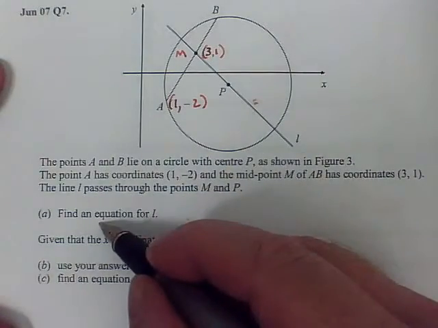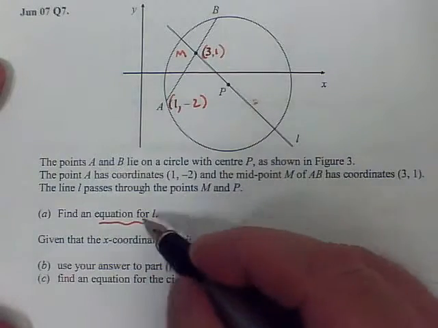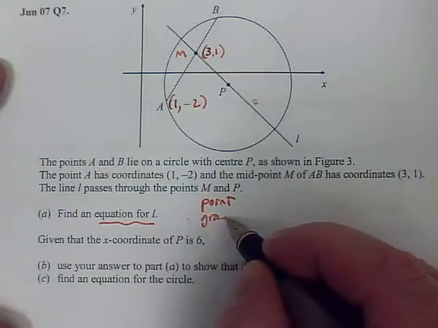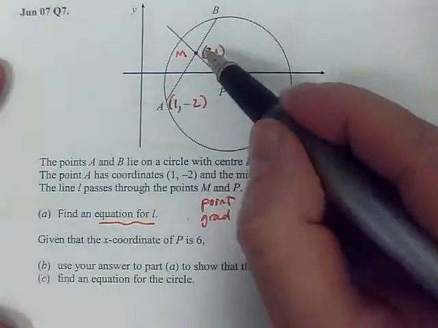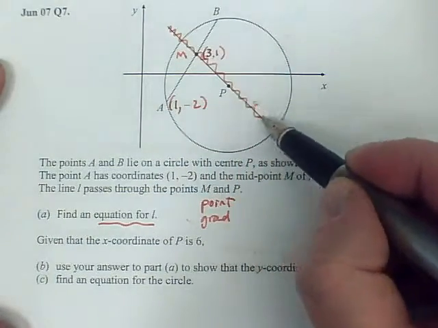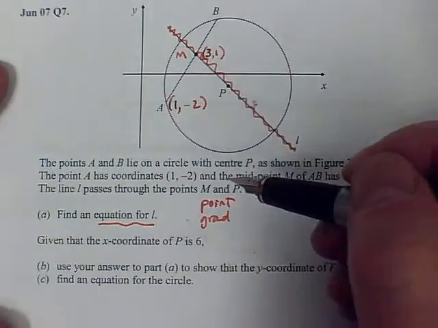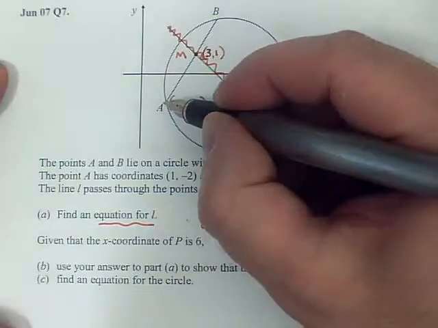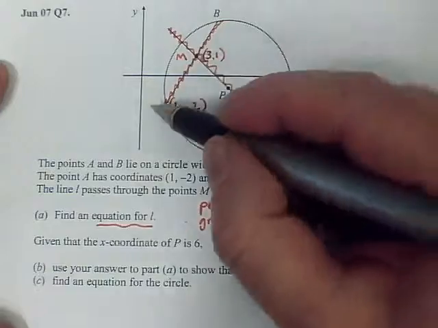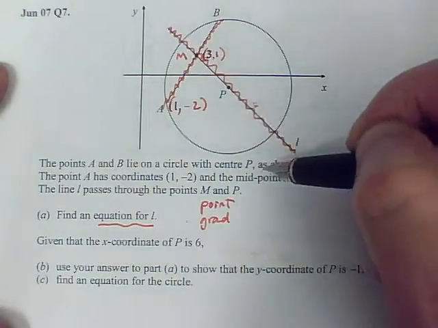For an equation of a line I need two things: a point and a gradient. Well, I've got a point, M is (3, 1), but I need a gradient. What do I know about the gradient of this line, L? I don't know the coordinates of P, so I can't use the 2-point method. What I can work out the gradient of is this line here, with the 2-point method, but it's not obviously, especially looking at the diagram, related to the other one.